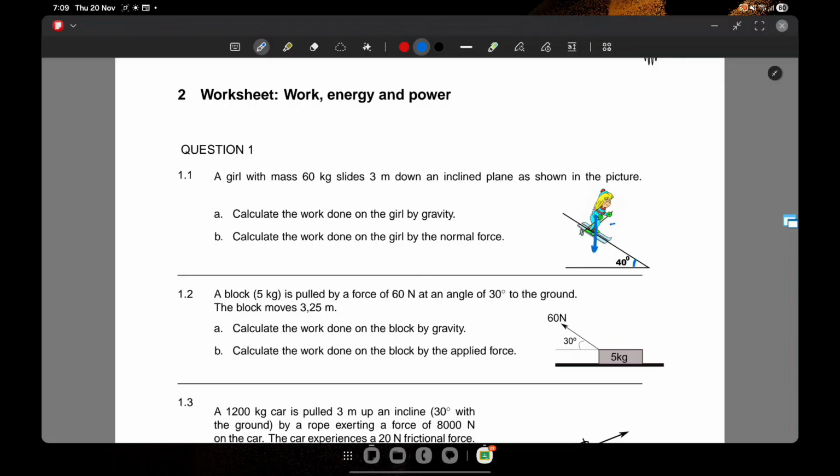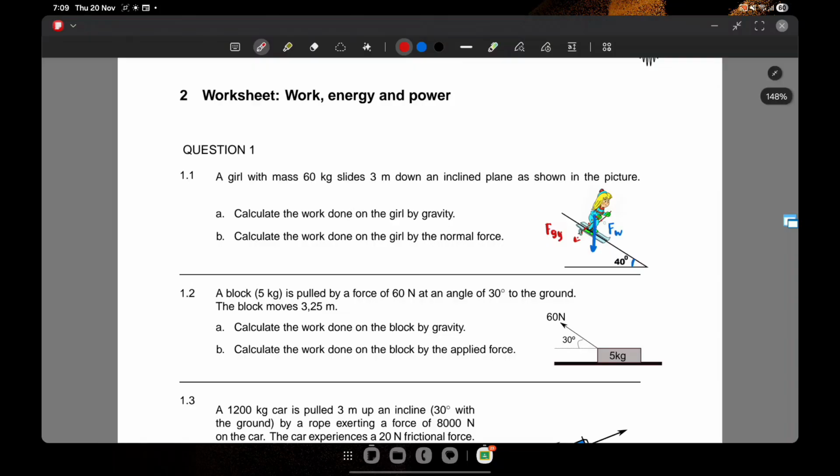For her weight, force of weight, and then I guess I could draw like the normal force, but we don't really need that right now, so I'll just ignore it. Then we'll split it into horizontal and vertical components. This is the vertical component, and this is the horizontal component, or what we're looking for.